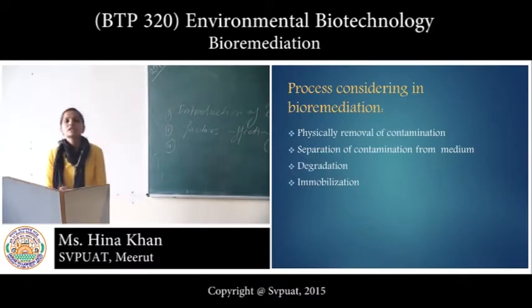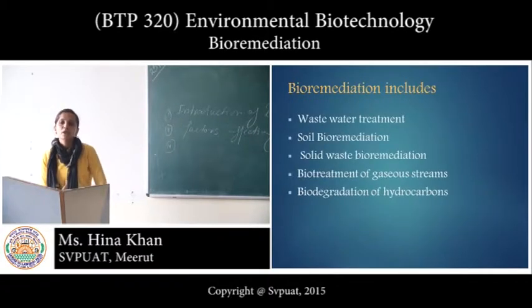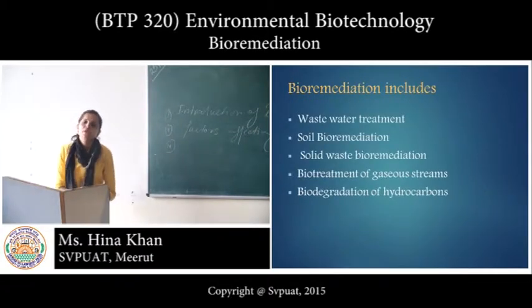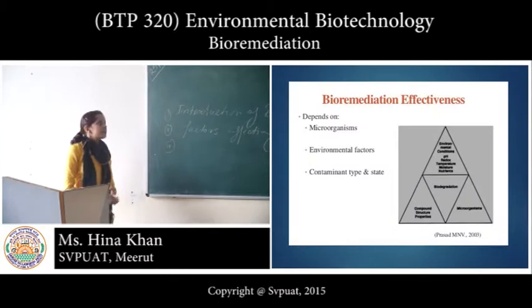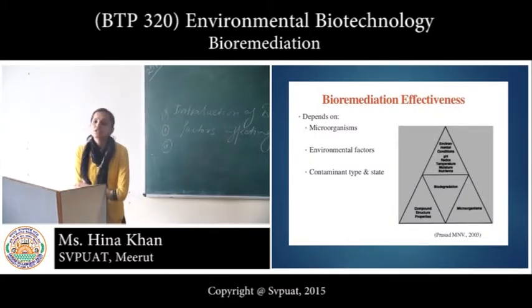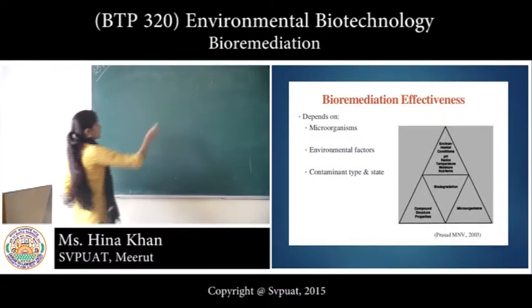Now, there are different types of processes considered in bioremediation. Number 1, physical removal of the contamination. Second is separation of the contamination from the medium. Third is degradation, and last is immobilization. Bioremediation includes different types of treatment like wastewater treatment, soil bioremediation, solid waste bioremediation, bioremediation of gaseous streams and biodegradation of hydrocarbons.